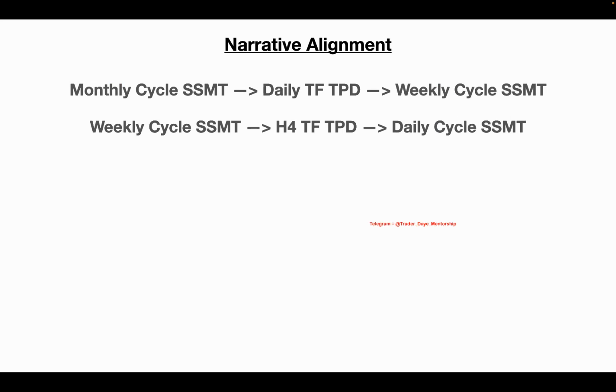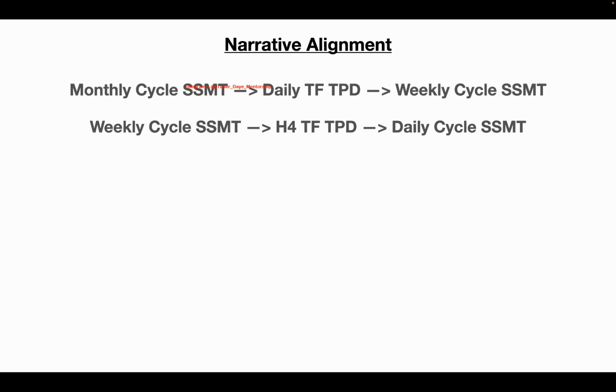Narrative alignment. All right, so I got a couple questions asking about narrative alignment and how to know if you're in the right direction, because as we know, TPDs can be used for continuations as well as reversals. So it is very important to be in the same direction as the higher time frame institutional order flow, and we can gauge that by using a higher time frame SMT combined with the TPD. As you know already, if you have a daily time frame TPD, then you want to see a weekly cycle SMT. And if you have a 4-hour TPD, then you want to see a daily cycle SMT.